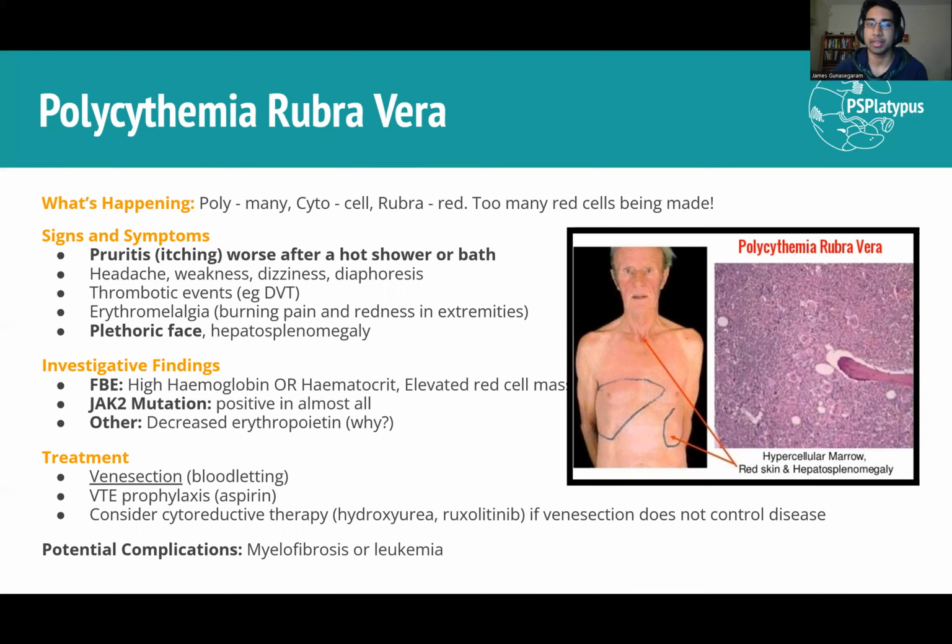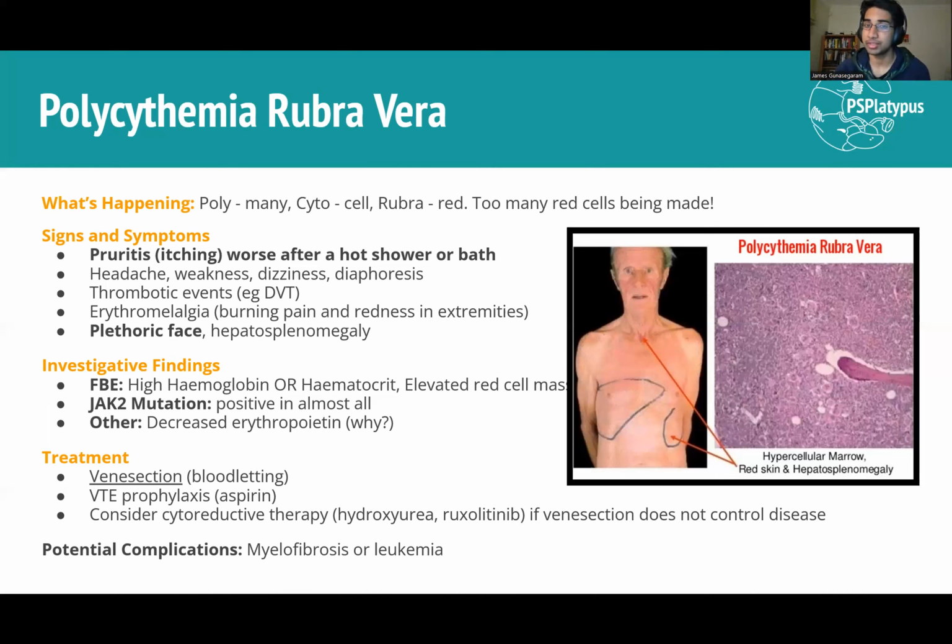So really the big pathognomonic thing is pruritus, which gets worse. It can be present at baseline, but it gets worse after you take a hot shower or a bath. And associated with that, well, think about it. So you have too many red cells, what's going to show up? Well, first of all, your face is going to get nice and red because there's so many red cells there.